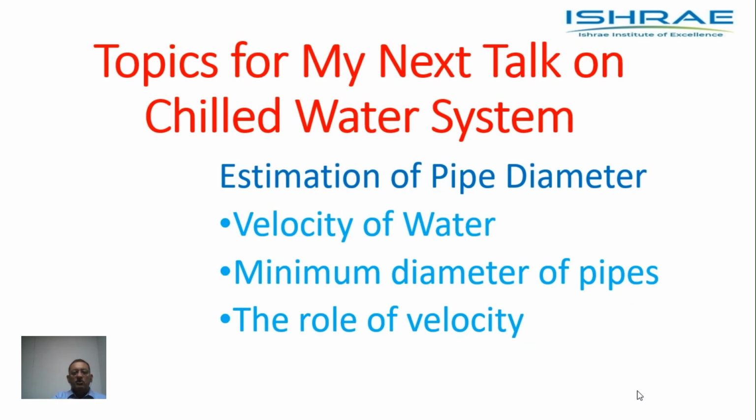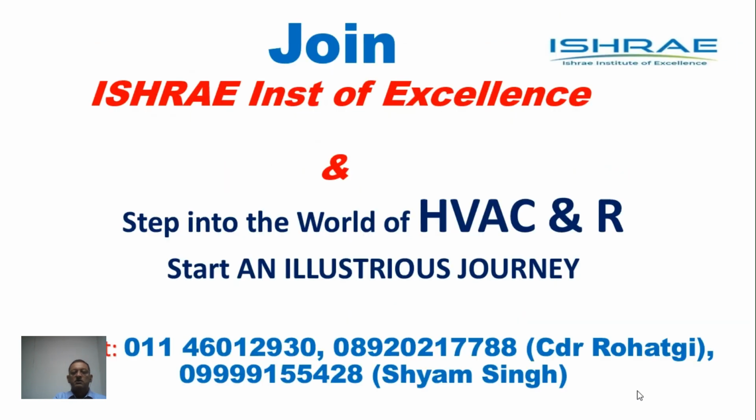In my next talk on chilled water system, we will discuss how we estimate the pipe diameter. That depends on velocity of water, minimum diameter of pipes, and the role of velocity. So that's about today's discussion, which was about estimation of amount of water flow required.